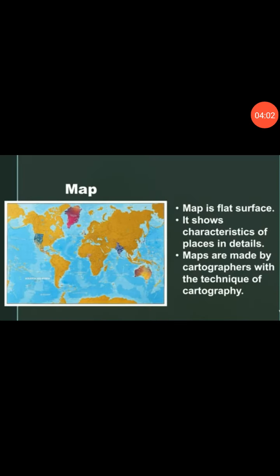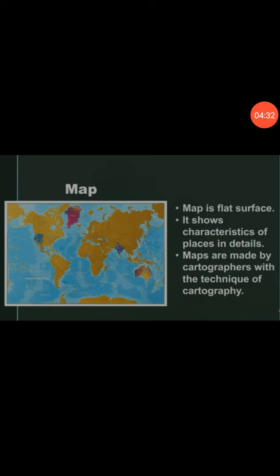And students, write down the points which you see in the picture. First point, a map is a flat surface. It shows characteristics of a place in detail. Maps are made by cartographers with the technique of cartography. Have you understood the meaning of cartography? Okay, students. Now moving to the next point, that is the globe. You have to note down all these points of map in your notebook. Okay, students.